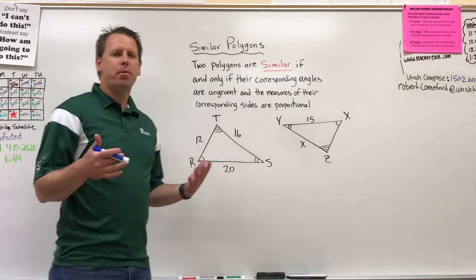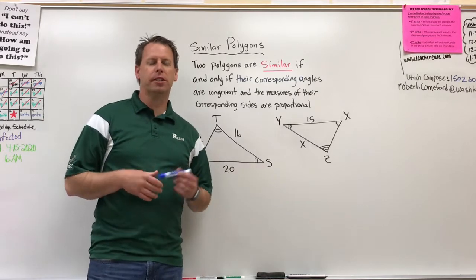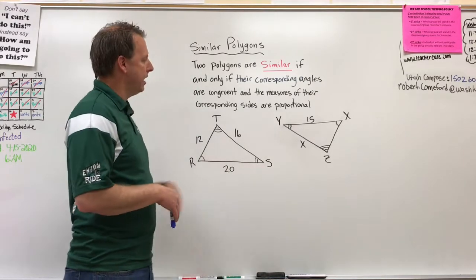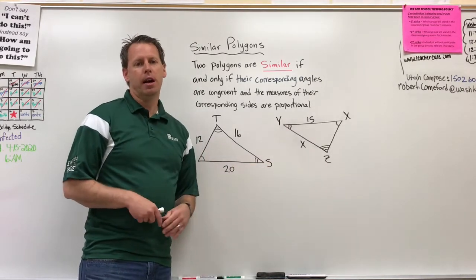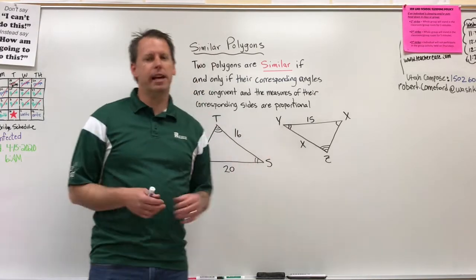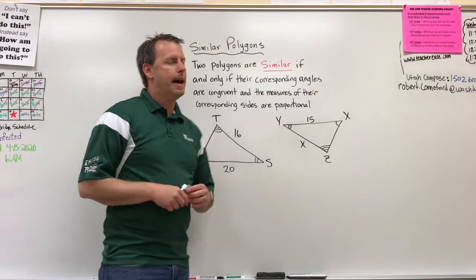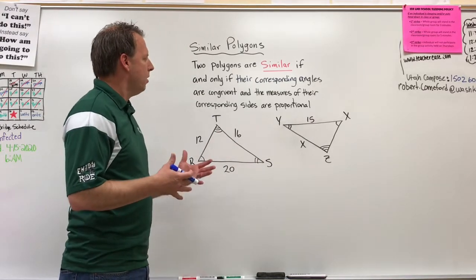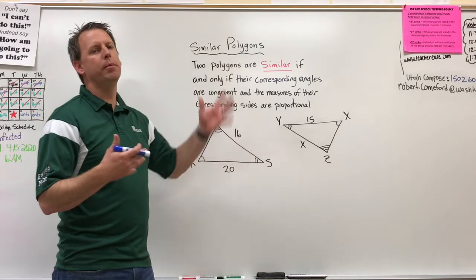So last time we practiced solving some proportions, and today we're going to use some proportions to solve for missing parts of different polygons. In this case, some triangles, but they could be squares or rectangles or trapezoids or whatever. What we're going to do is use this idea of similar polygons.